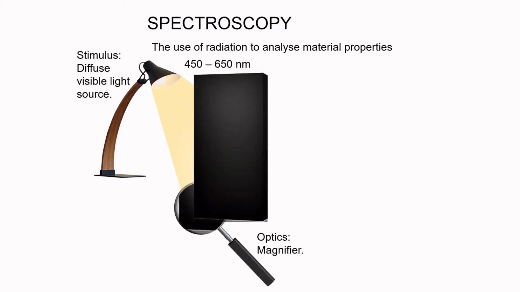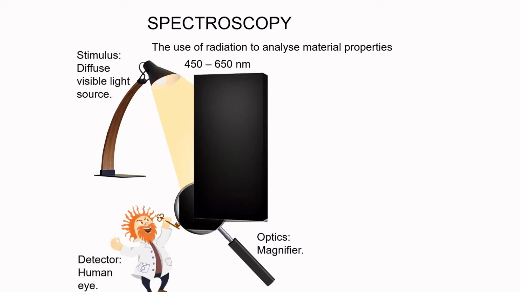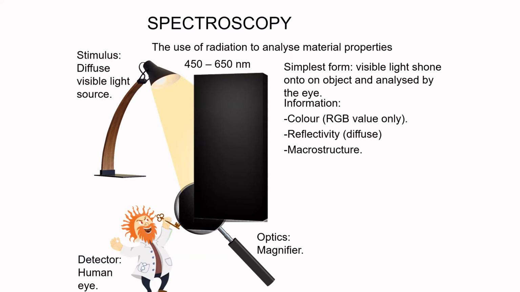You might have a modicum of optics to help with that experiment, so a lens, a magnifying glass, and your detector is basically your eye, and that's really all you've got to work with. But it's still a spectroscopic experiment, just a rather limited one. So in the simplest form, we're shining visible light onto an object and we're analyzing it with the eye.